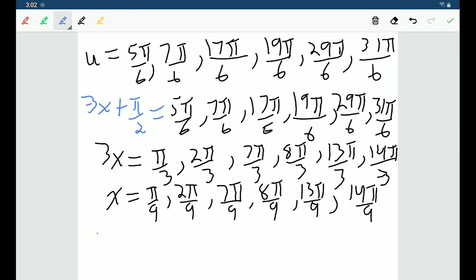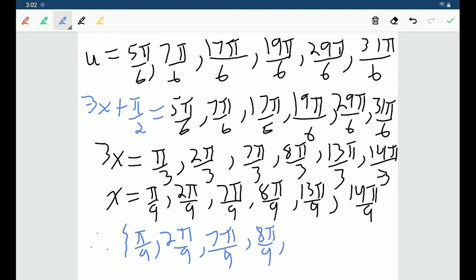So we can now just say that our solution set is pi over 9, 2 pi over 9, 7 pi over 9, 8 pi over 9, 13 pi over 9, and 14 pi over 9. And that would be the solution set for our equation that we were solving.